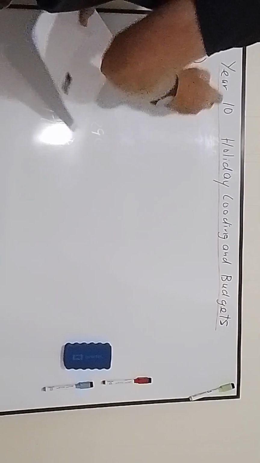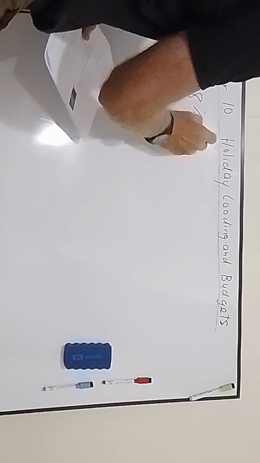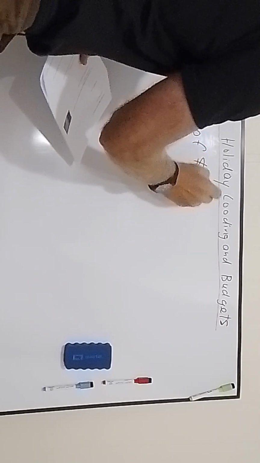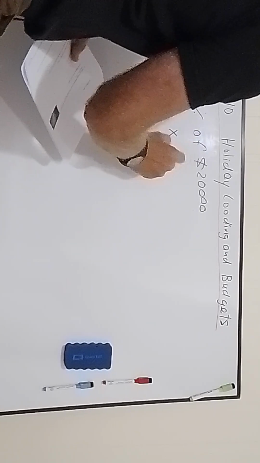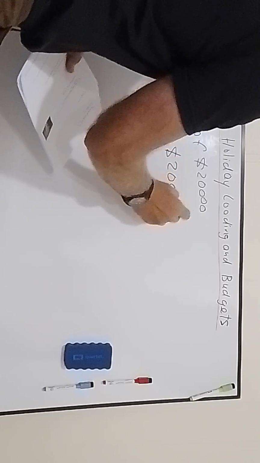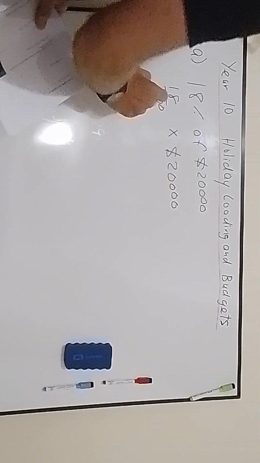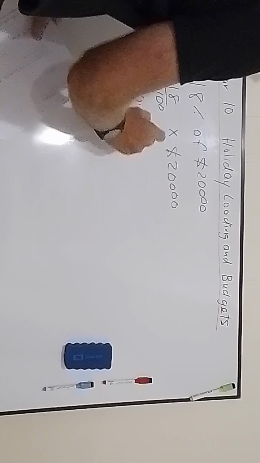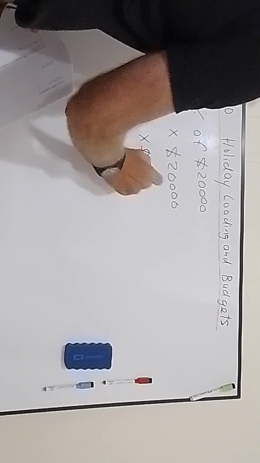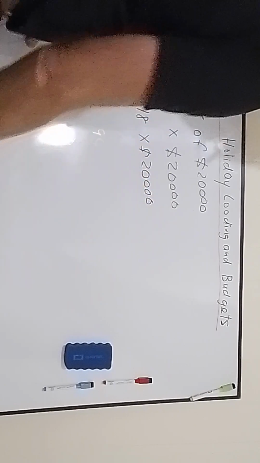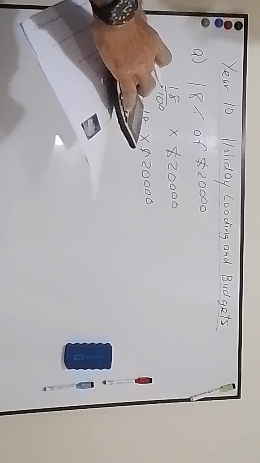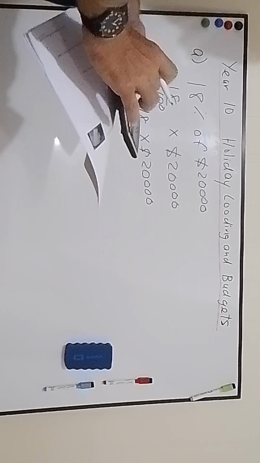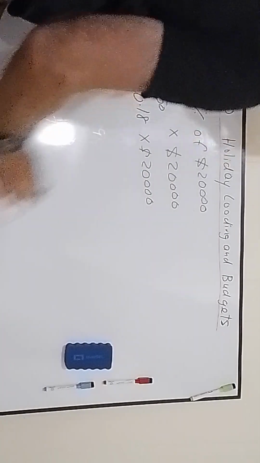Okay, so A, 18% of $20,000. So that's just 18 divided by 100 times $20,000. If you put that in the calculator, it'll be 0.18 times by $20,000. So let's have a look. 0.18 times by 20000 equals $3,600.